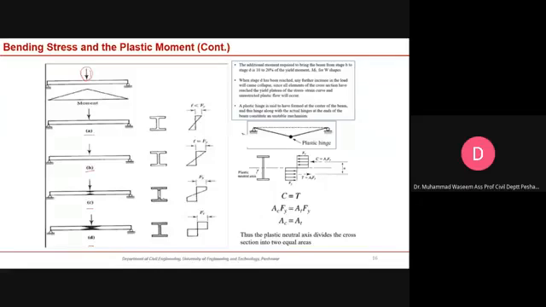What is state A? In state A the member is elastic, in state B the member is still elastic, and in state C your member is partially plastic, an elastoplastic state. You can recognize it from this plot as well. And this is the fully plastic state. Once you reach this state, a very important terminology we use is plastic hinge. The plastic hinge.